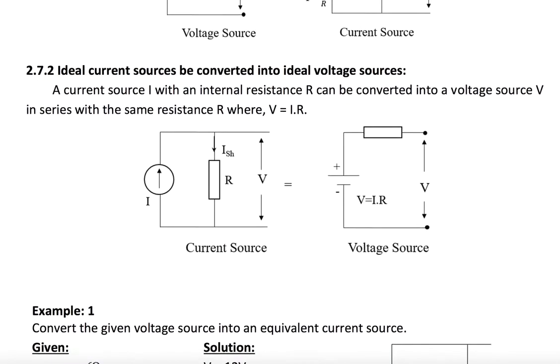How to convert an ideal current source to a voltage source? When I is the current and R is the resistance, then the voltage value is nothing but I into R, and the series resistance value is nothing but R. Okay, that they forgot to mention, so let me mention the value is R.